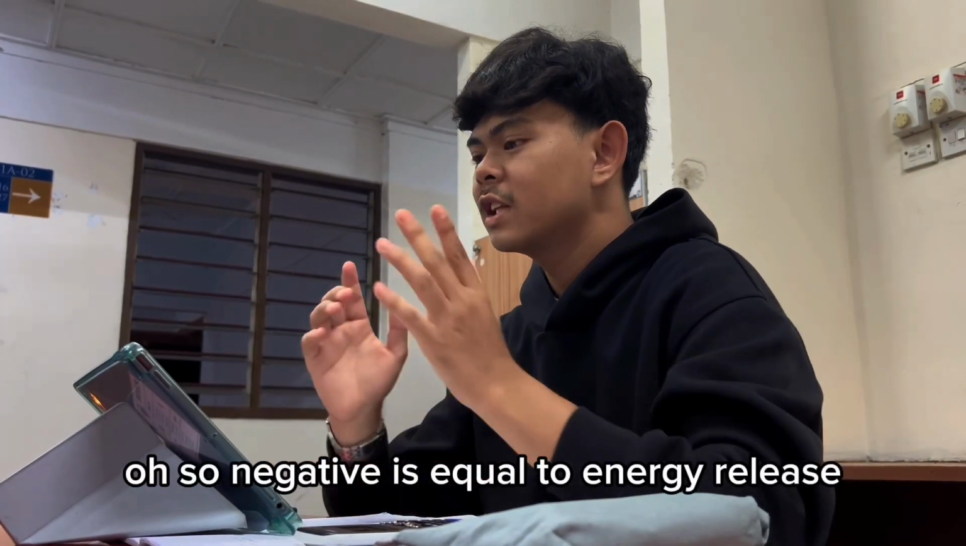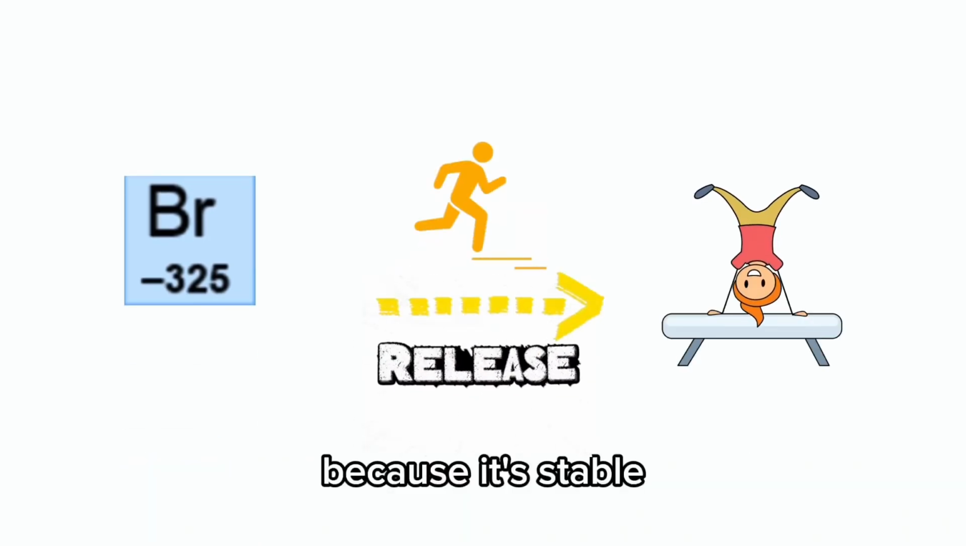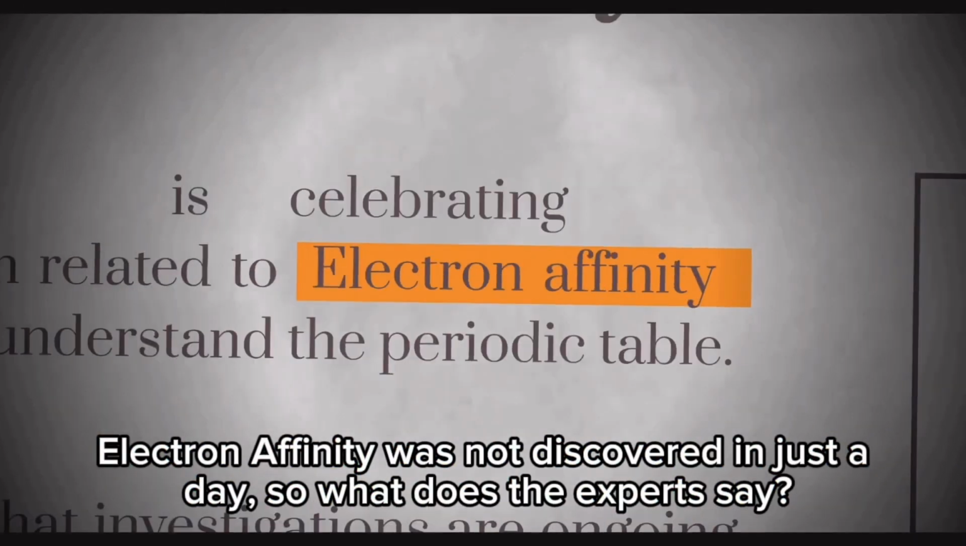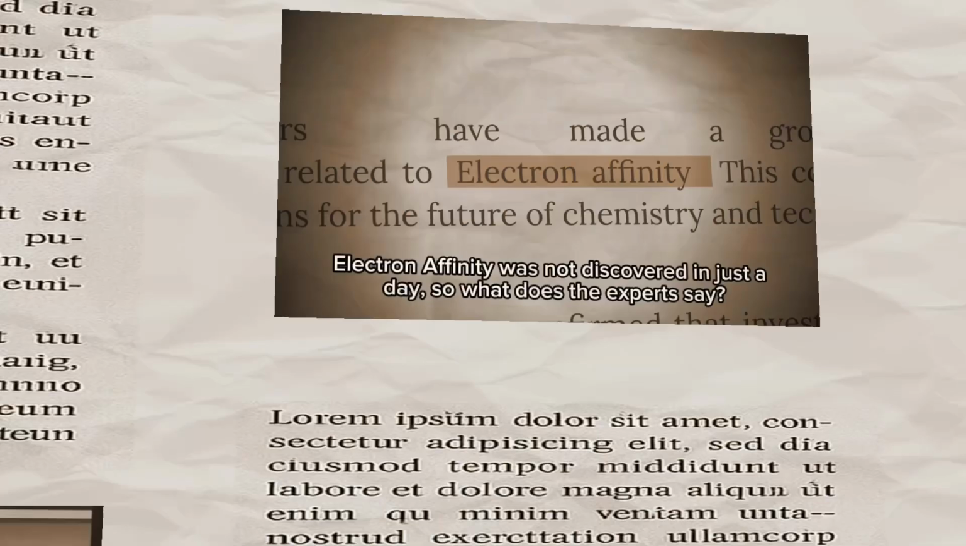Oh, so negative is equal to energy released because it's stable, and positive is equal to energy absorbed because it's unstable. I got it now. Electron affinity was not discovered in just a day. So what does the expert say?